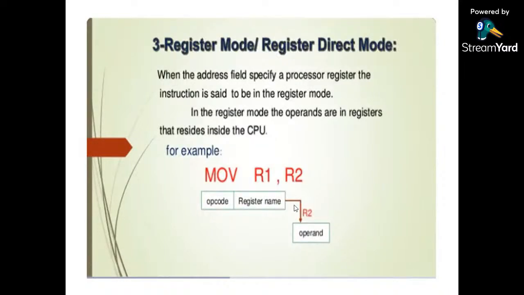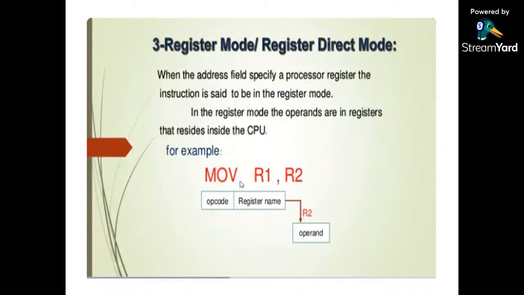Third thing is register addressing mode. If you can remember the diagram that we have studied earlier, there are n general purpose registers which are present within the CPU itself, and I have also told you that these general purpose registers can be used by the programmer in his program. So it is possible that you can write a command like move r1 comma r2, or add r1 comma r2, or sub r1 comma r2.